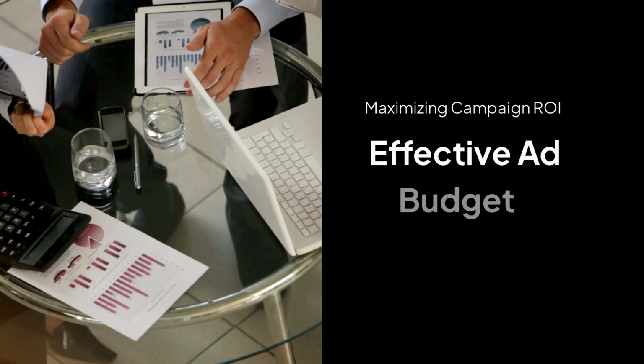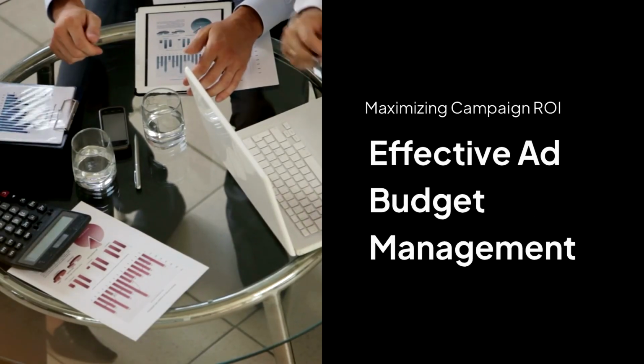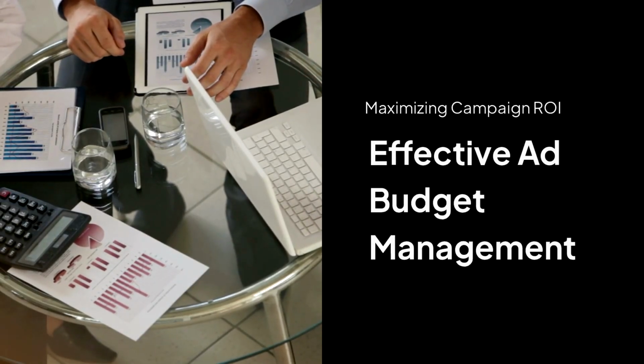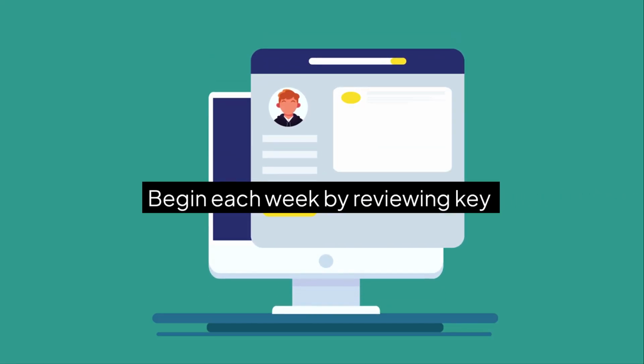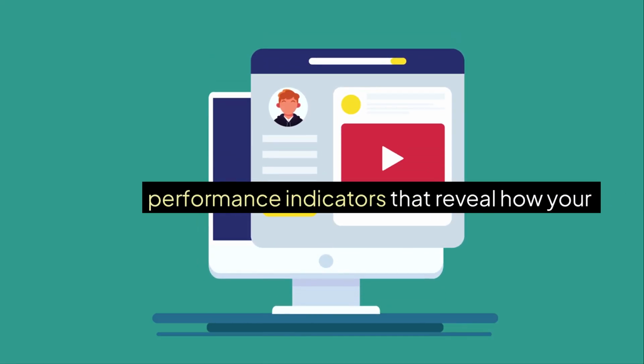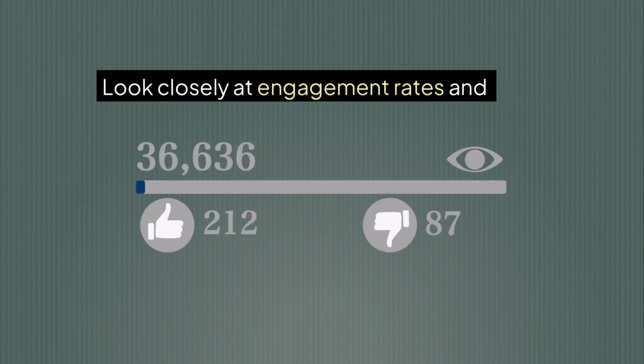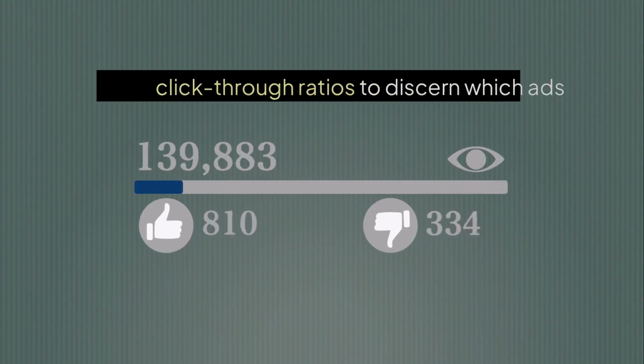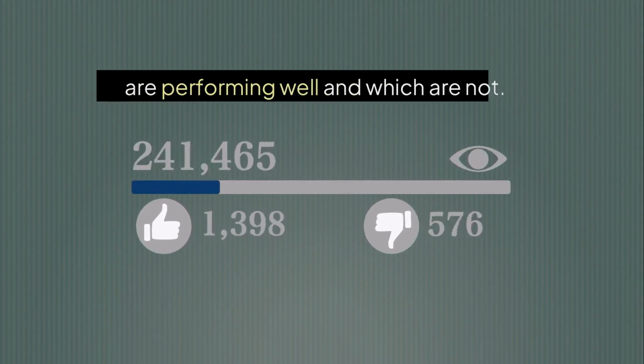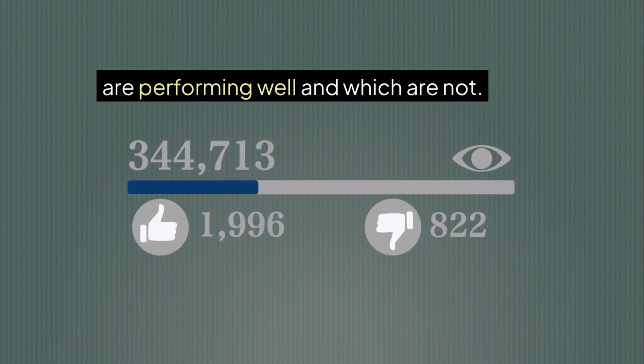Managing your ad budget effectively requires you to be methodical and proactive. Begin each week by reviewing key performance indicators that reveal how your ads are resonating with your audience. Look closely at engagement rates and click-through ratios to discern which ads are performing well and which are not.